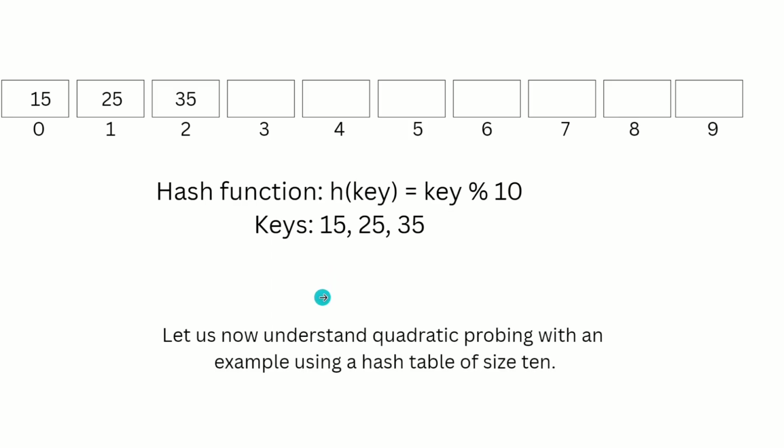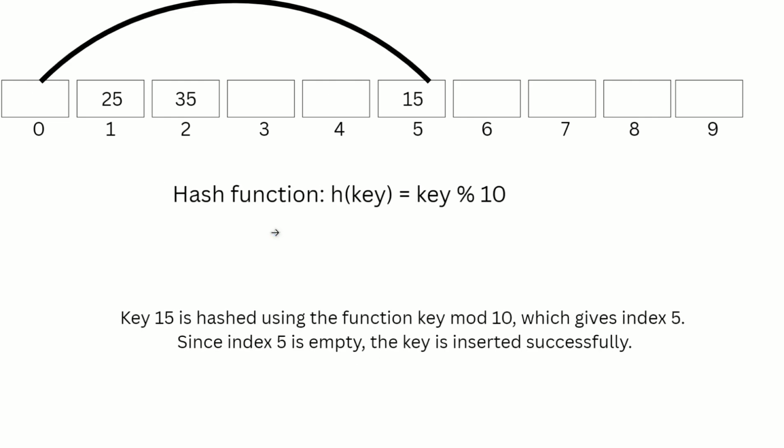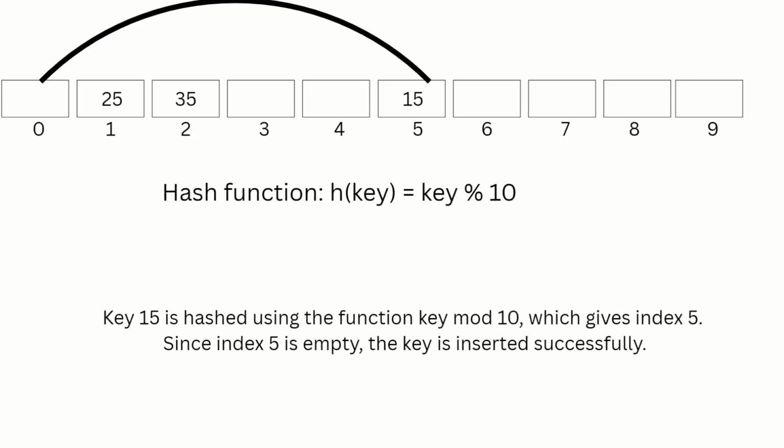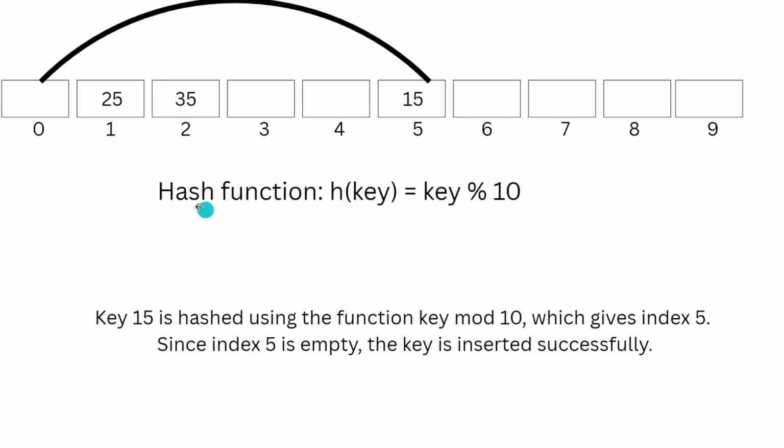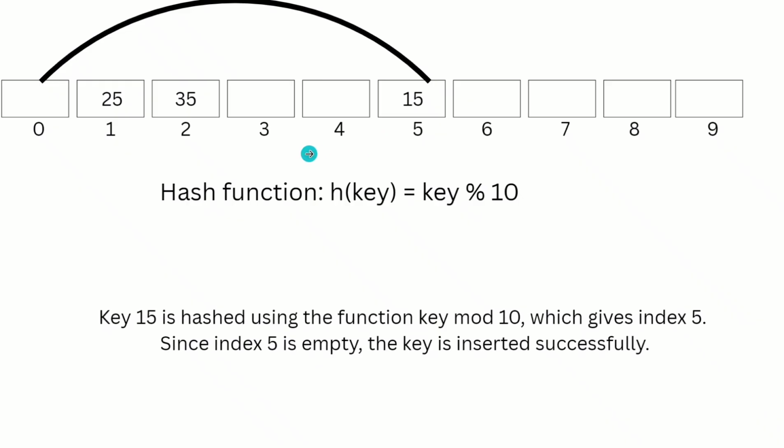Let us now understand quadratic probing with an example using a hash table of size 10. Here, three keys are given: 15, 25 and 35. Key 15 is hashed using the function key mod 10, which gives the index 5. Since index 5 is empty, the key is inserted successfully.